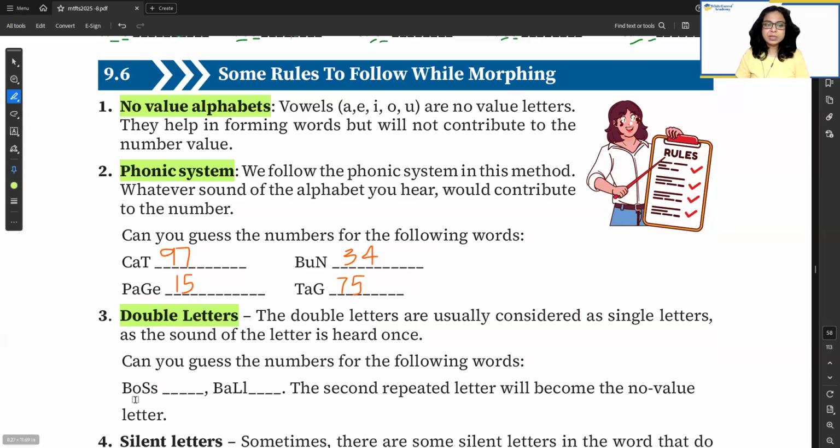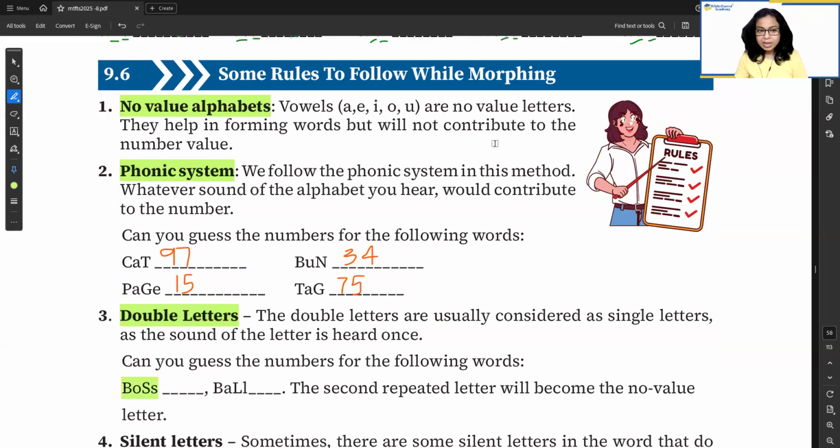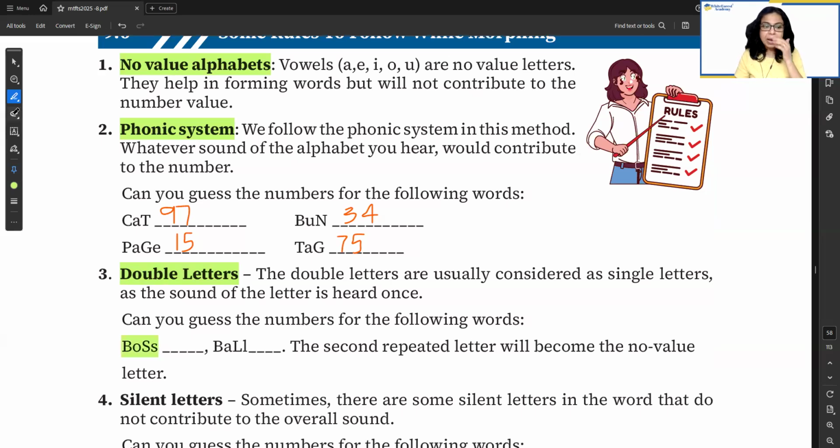Like we had the word boss. Earlier, when I asked you for buzz, we said 388, but I'm saying it is wrong. Why? For boss, what is the number? Again, you may say it is going to be 388. Again, I would say it is wrong. Why? Because even if S is double, the sound is single. I don't say bosses. No, I say boss, single S. So sound is, it may be written twice, but sound is single. So the number is 38.